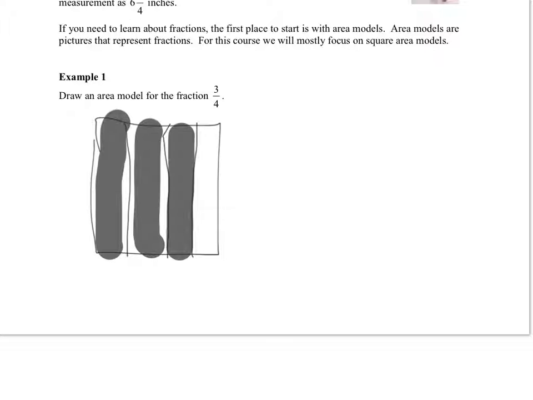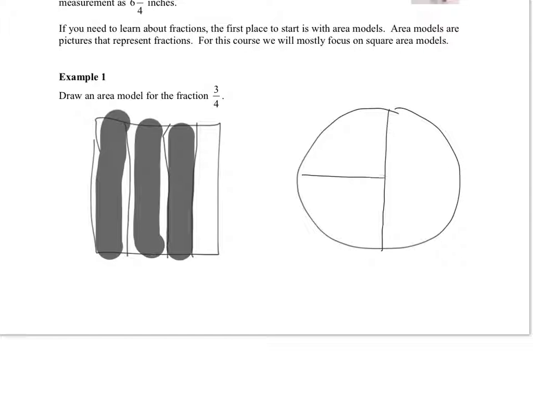I know it said that we're focusing mostly on square area models, but another way to do it would be to create a circle. Again, we know that the denominator is 4, so we want to divide that into 4 pieces. So maybe I cut it in half this way, and then cut it in half that way. And if we were going to represent 3/4 on that, we would shade in 3 of the 4 quarters. Now we have our 1, 2, 3 pieces out of the 1, 2, 3, 4 possible.